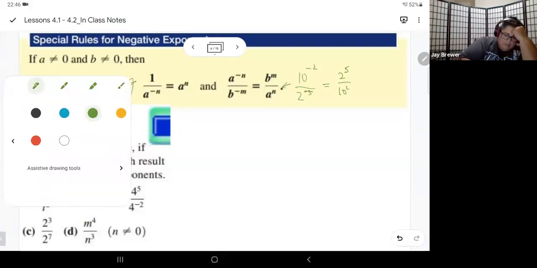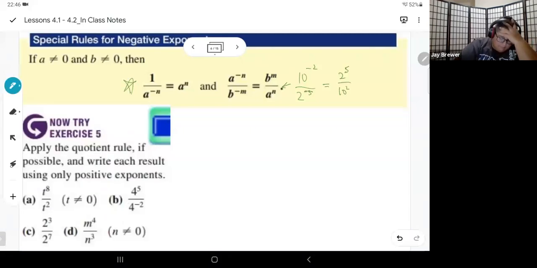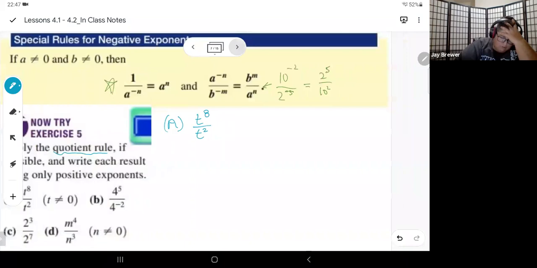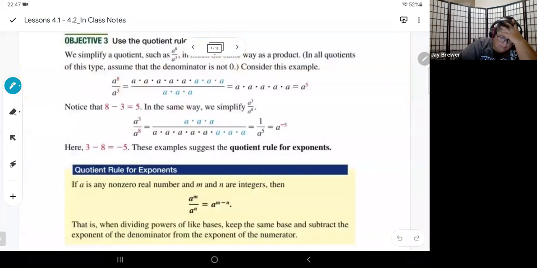So let's look at A. A says t to the 8th over t squared. Well, quotient rule, let me show you the quotient rule real quick. I think I was supposed to flip-flop these, but I didn't yet. Quotient rule, look at this. We have the same base, and then we subtract the exponents.